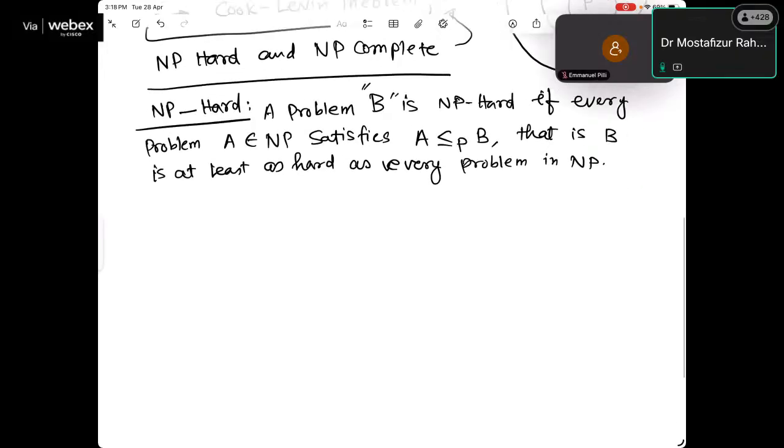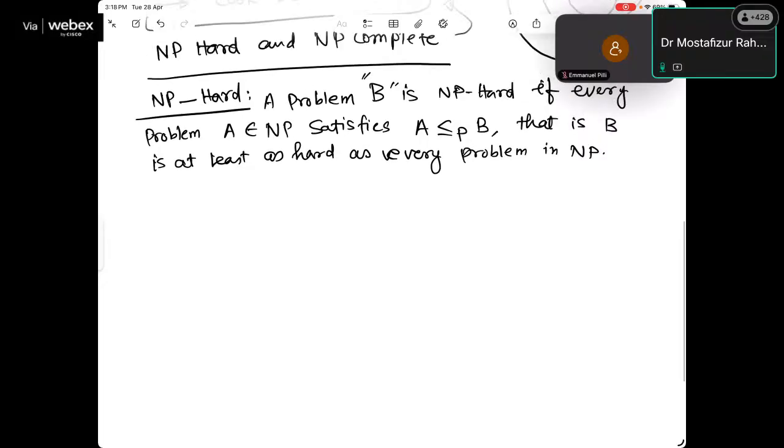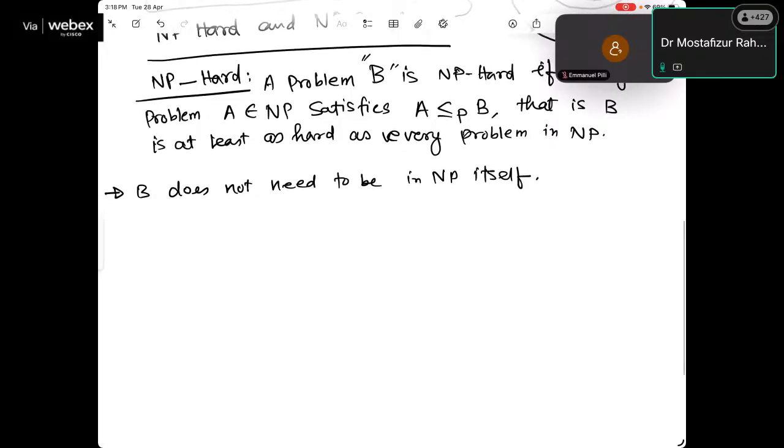First of all, for this class of NP hardness problems, B does not need to be in NP itself. This is an important point. Secondly, NP hard problems may be harder than NP.